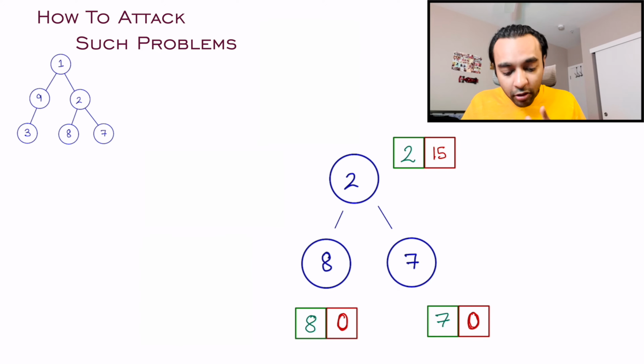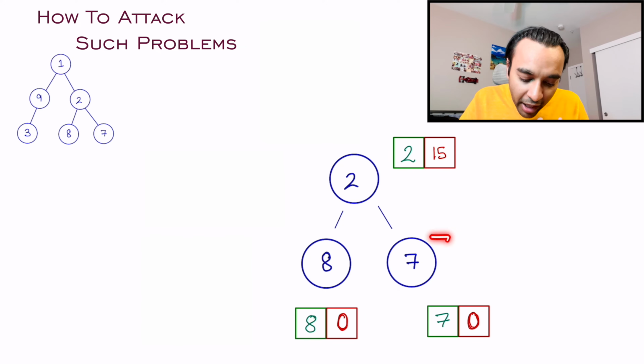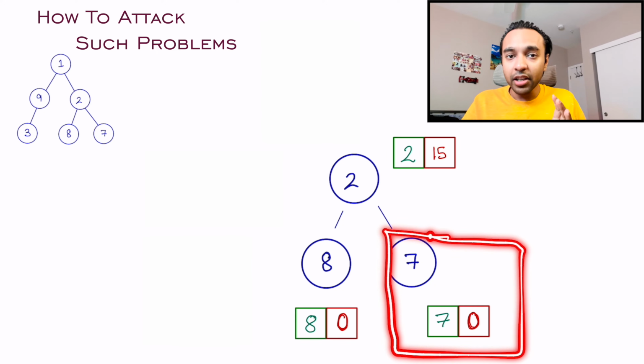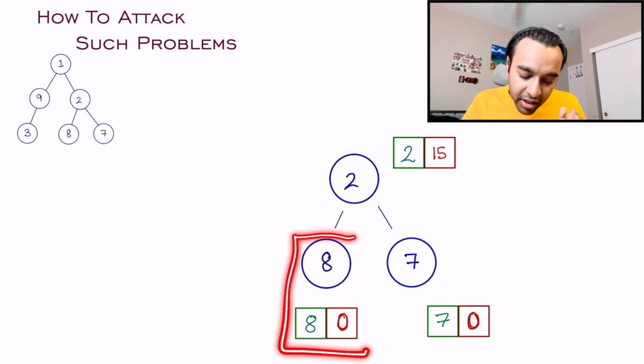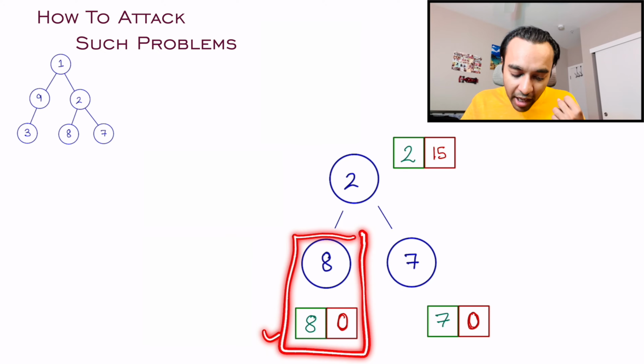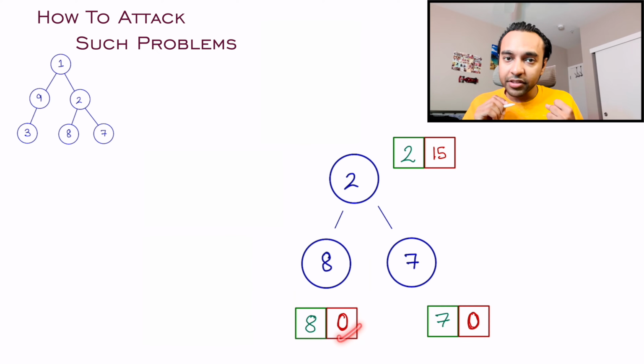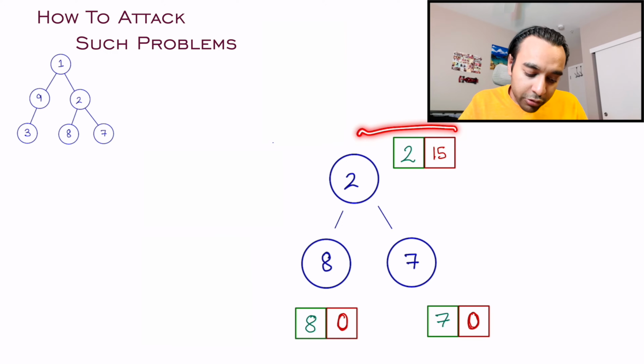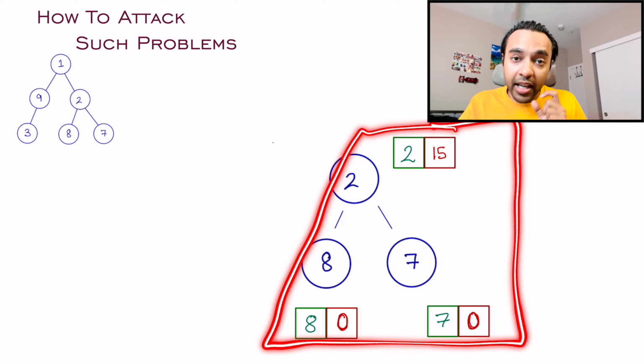So up till now, what this is telling me is that if I had only one house, that is 7, then if I robbed it, I would have got the amount of 7. If not, I will get 0. If I had only this house, on robbing it, I would get 8. If I don't rob it, I will get 0. If I have 3 houses arranged in this manner, then what is the maximum amount that you can rob? You will be able to rob a maximum amount if you're robbing 8 and 7, right?